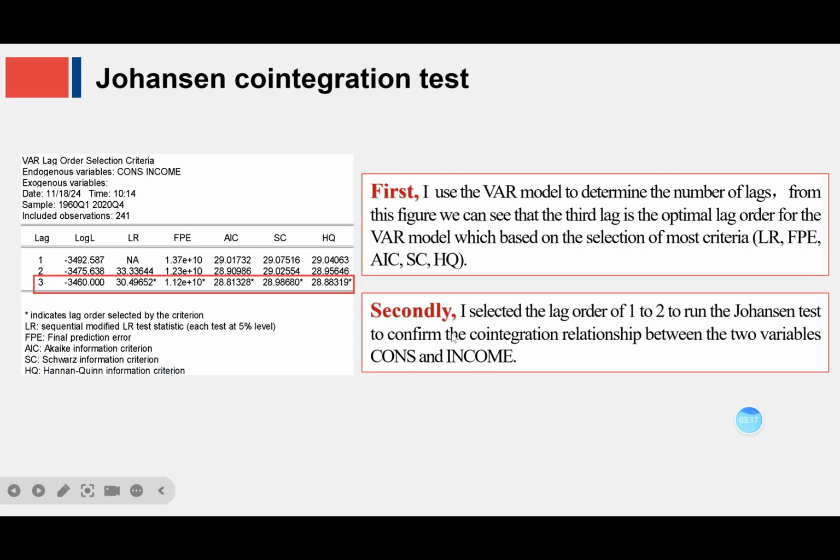Then I first used the VAR model to determine the number of lags. From this figure, we can see that the third lag is the optimal lag order for the VAR model, based on the selection of most criteria. Secondly, I selected lag orders 1 to 2 to run the Johansen test to confirm the cointegration relationship between the two variables.